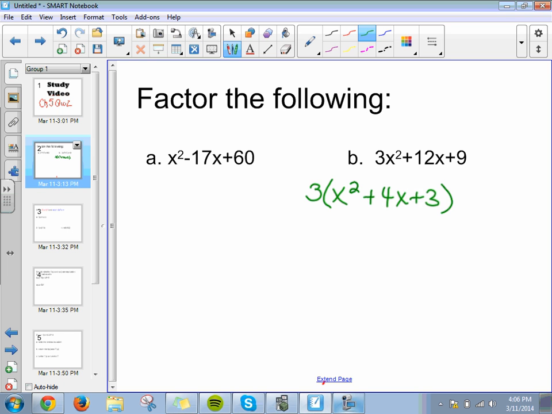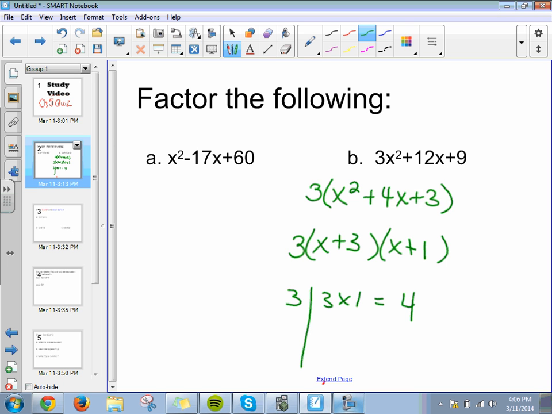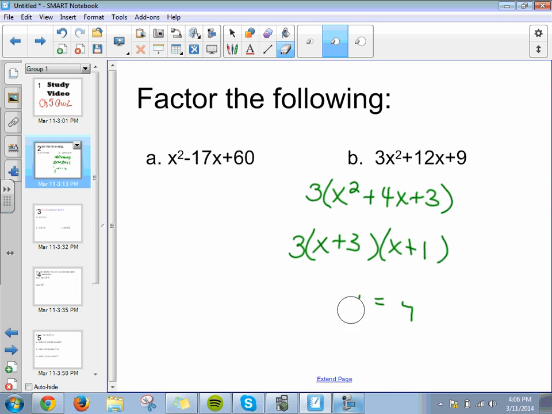So now what we have is a problem that looks very similar to A, where we'll still have a 3 out in front, but we're going to want x plus or minus something times x plus or minus something. That something being, we've got 3, there's not too much that multiplies to 3, that would be 3 and 1, because it's a prime. So we know that 3 and 1 will give us 4, which is perfect. So we're going to add 3, add 1. And again, we can double check our work.